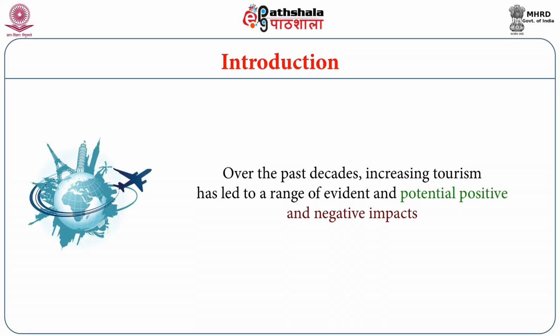Coming to the introduction, we are going to discuss what exactly sustainable tourism is, and before that, what the reasons are for the emergence of sustainable tourism. Over the past decades, increasing tourism has led to a range of evident and potential positive and negative impacts. Basically, tourism is a continuous process, a movement of people from one place to another. When they move, there will be a lot of impacts on the destination, the origin place, and even the transit place. In the process, there will be both positive and negative impacts.